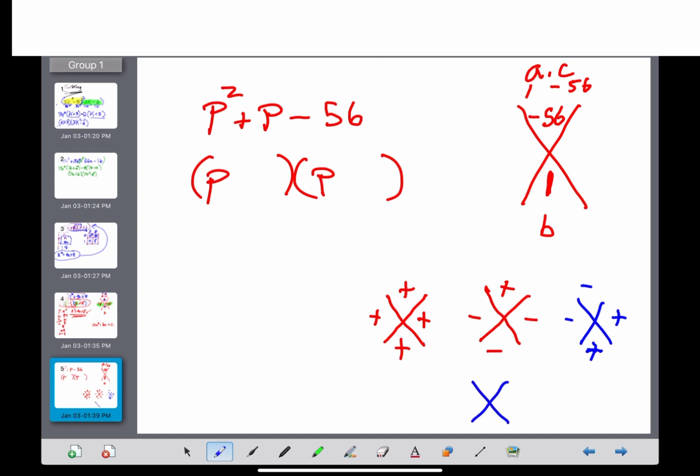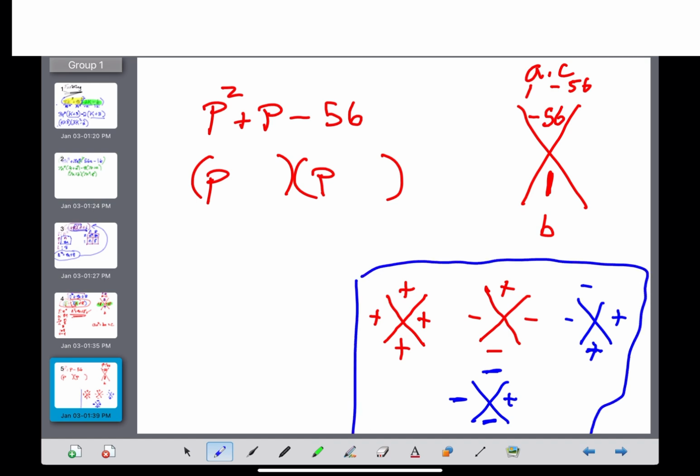The last one that you could have is a negative on the top and a negative on the bottom. If you have a negative and a negative, the same thing's going to happen. One's going to be negative and one's going to be positive. So these are the 4 different ways that they could happen. So if we look at the one that we have, we've got negative 56 on the top. That's a negative, and a 1 is a positive. So we've got a negative on the top and a positive on the bottom, which is this one right here. So that tells me one of my numbers needs to be negative and one needs to be positive.